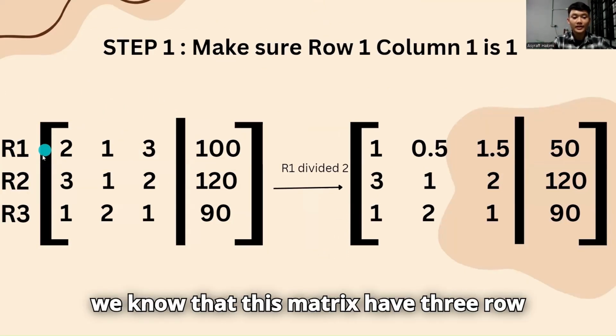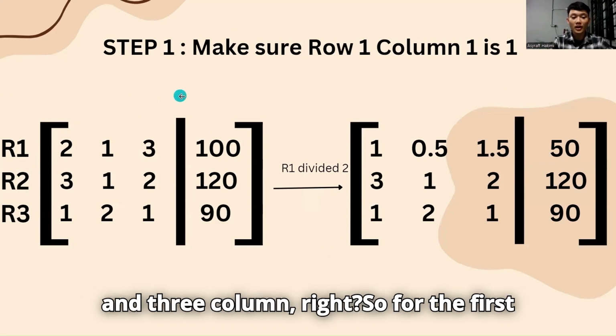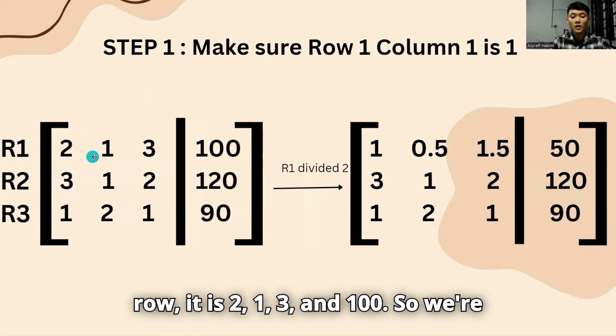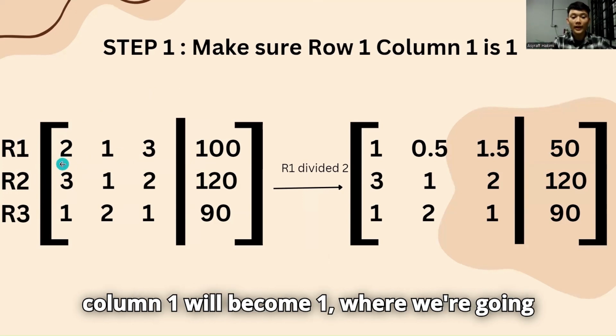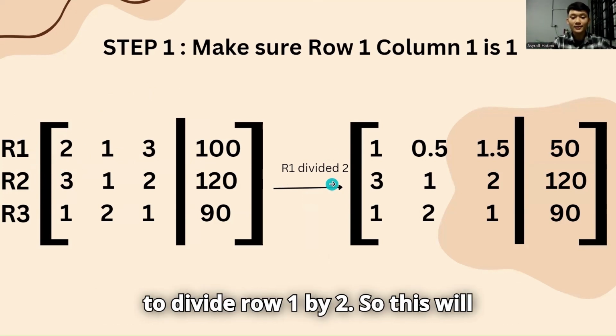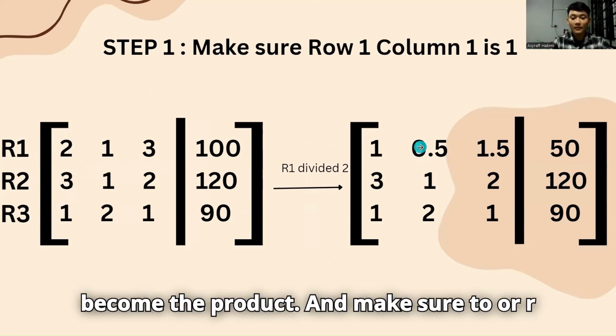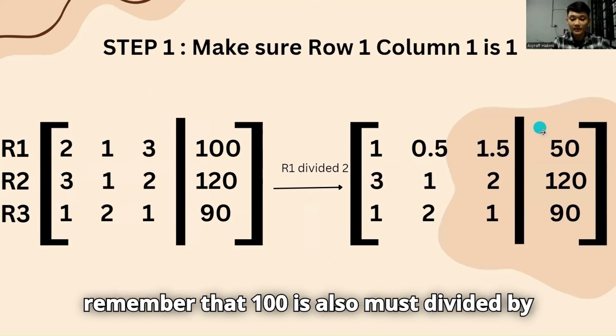So, we know that this matrix has 3 rows and 3 columns, right? For the first row, it is 2, 1, 2, and 100. We're going to make sure that row 1, column 1 becomes 1, where we divide row 1 by 2. So this will become the product.